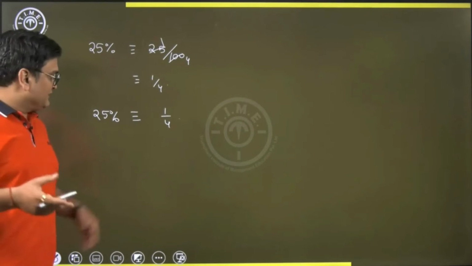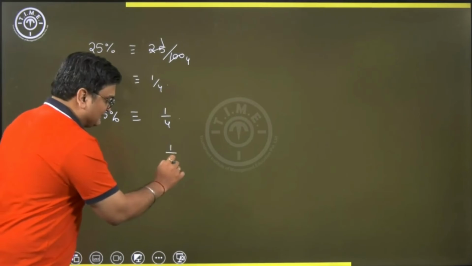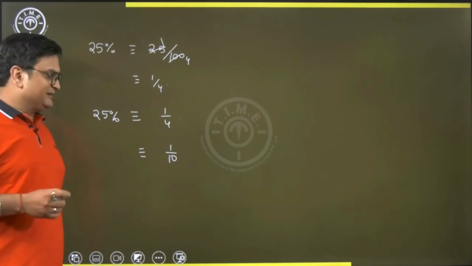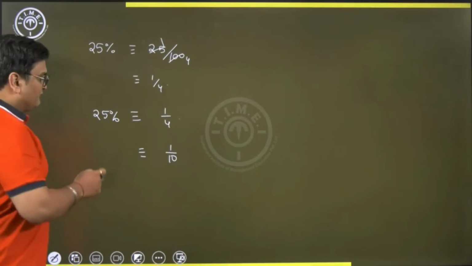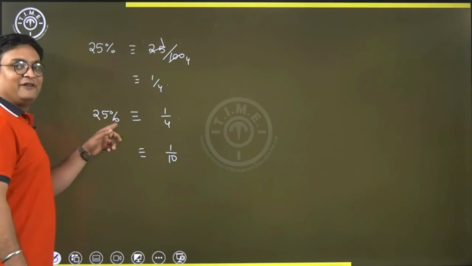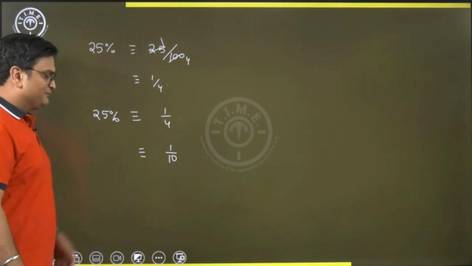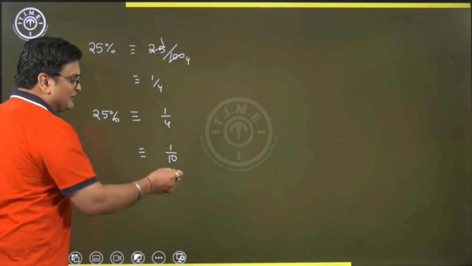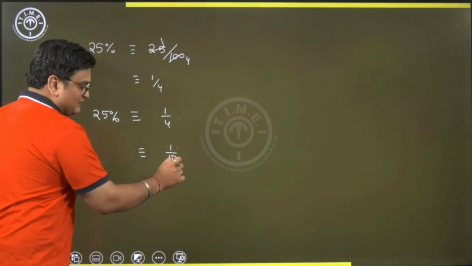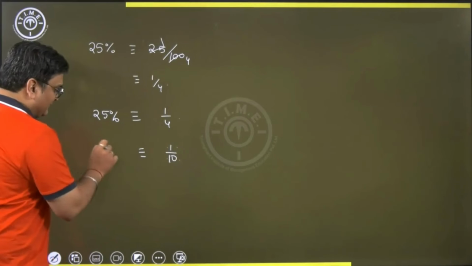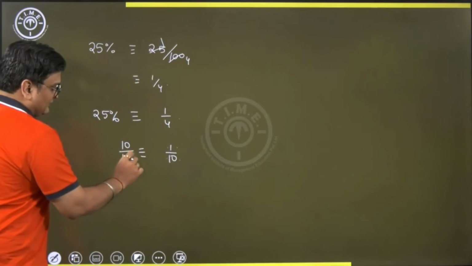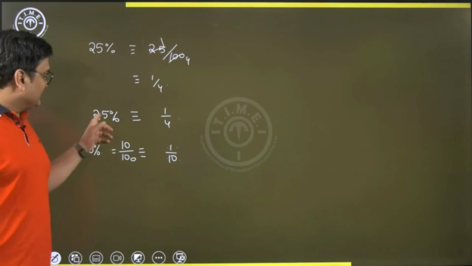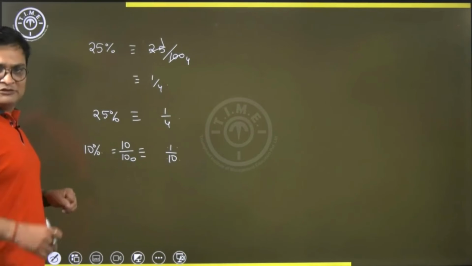Now similarly, if there is any particular fraction, suppose 1 by 10, and I want to write its corresponding percentage value, we can definitely do that, because in percentage we need to write our number to the base of 100, 25 for every 100 for example. Right now it is 1 for every 10. If you multiply by 10 on both numerator and denominator, it becomes 10 by 100, and 10 by 100 is nothing but 10%. So this way we can convert any percentage to fraction or fraction to percentage.